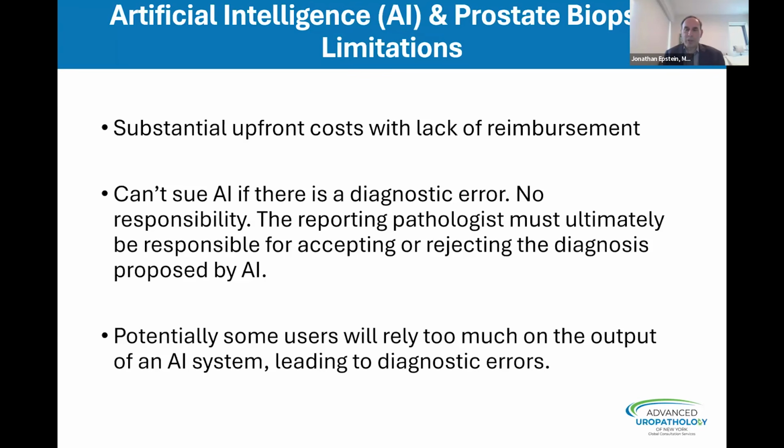There's literally no responsibility. So ultimately, the reporting pathologist must be responsible for either accepting or rejecting the diagnosis proposed by AI. My concern is that some pathologists are going to rely so much on the AI, thinking, "Oh, this is AI; it's 100% accurate. It's amazing," and potentially there will be diagnostic errors.